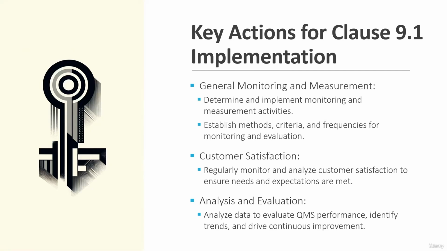Let's look at the key actions for clause 9.1 implementation. This clause consists of three parts. The first part, which is general, covers the areas from where the data will be coming, how frequently it will be coming, and what sort of analysis you will be doing. That's the planning part, which was in the general clause.